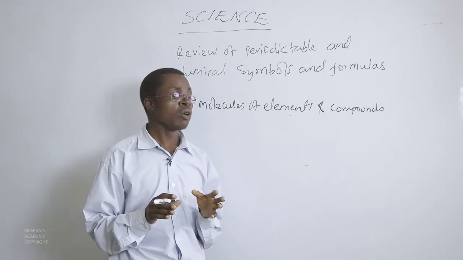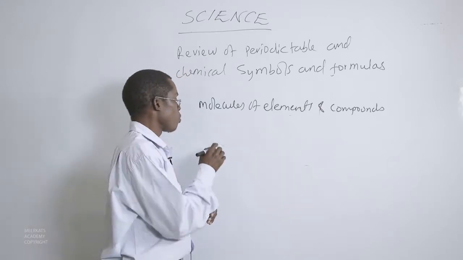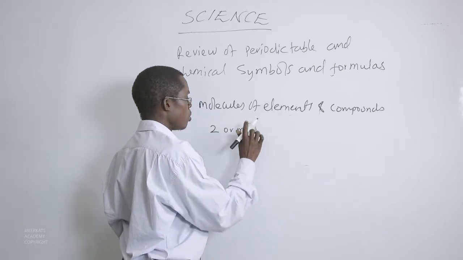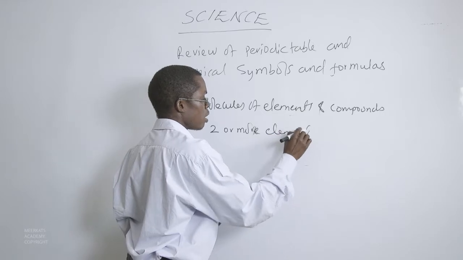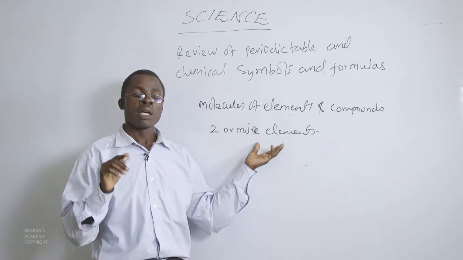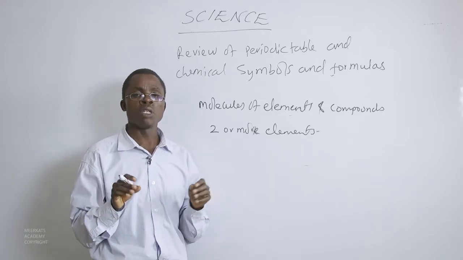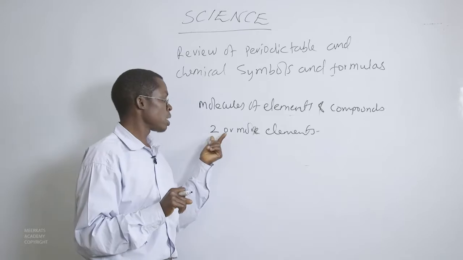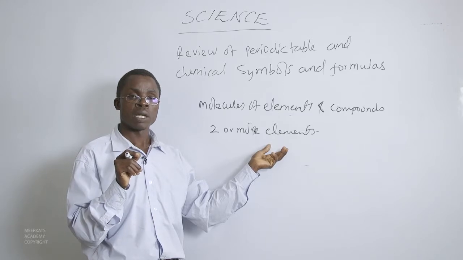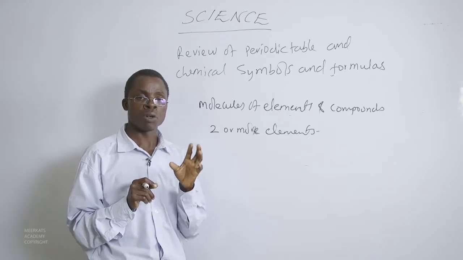The first thing we need to know is what is a compound. And a compound is a combination of 2 or more elements that cannot be separated by physical means. If you are to separate, you only separate it by chemical means. But they must be 2 or more elements combined chemically, meaning that they cannot be separated by physical means.